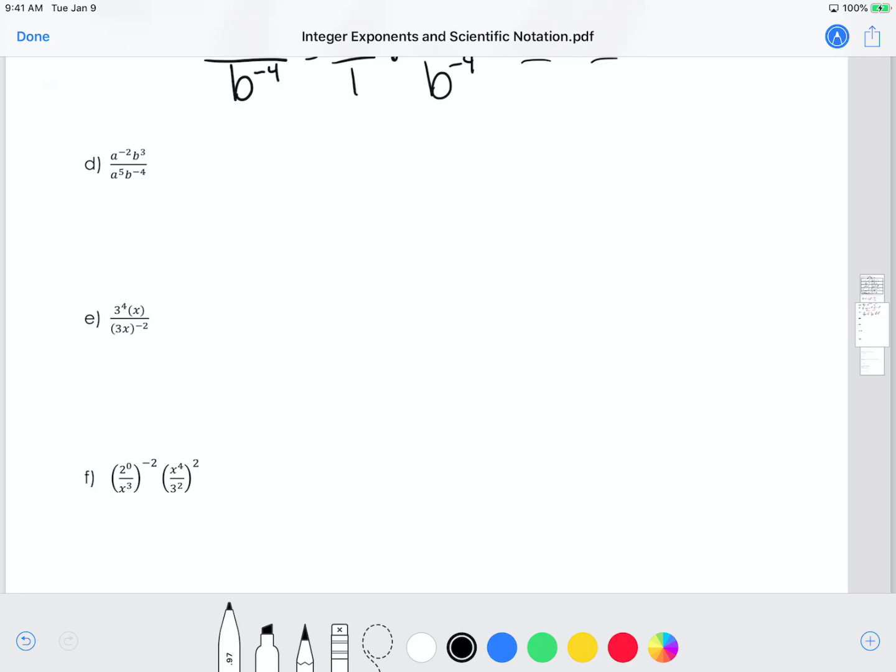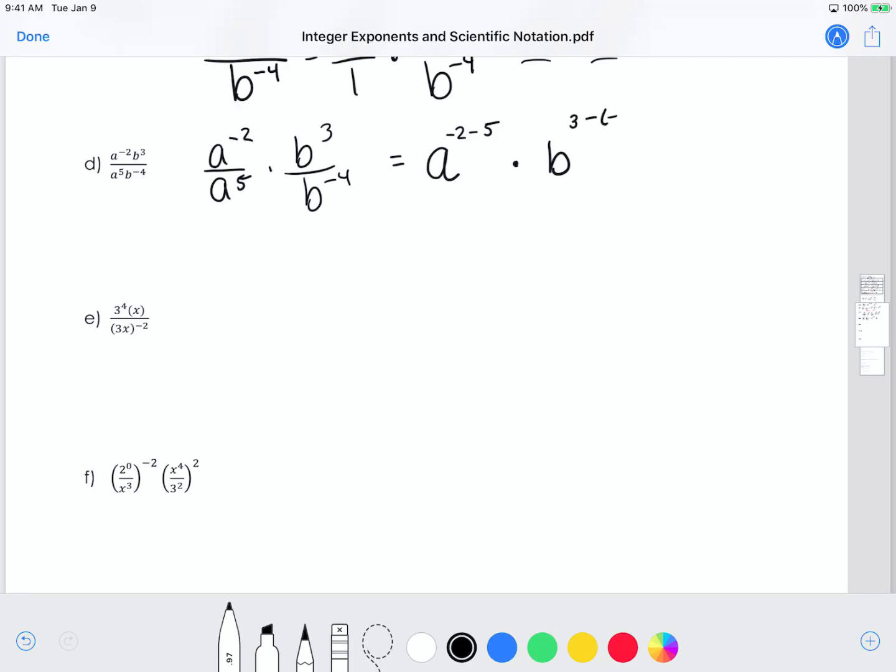Okay, the next example, we again have two bases, so we have to be careful and not mix up our bases. We can combine our a's and we can combine our b's, but we can't mix them. So I have a to the negative 2 over a to the fifth, and then b to the third over b to the negative 4. I'm going to separate them to make this a little bit easier. Using the quotient rule, because my bases are the same for the first fraction, a to the negative 2 over a to the fifth, I can rewrite that as a to the power of negative 2 and subtract 5. The quotient rule says I take the top exponent and I subtract the bottom exponent. Same thing with b. I'm going to take the top exponent and subtract the bottom exponent.